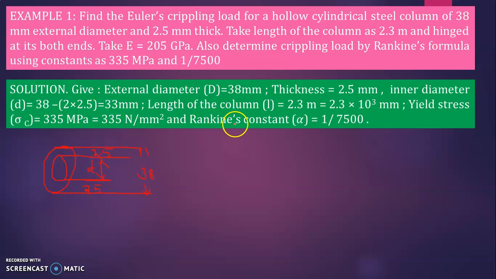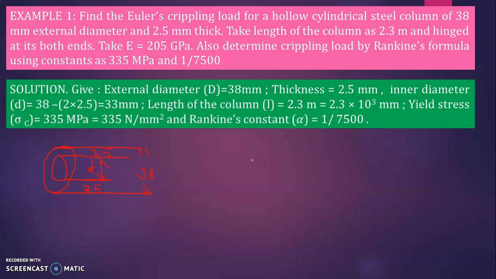Then the length of the column, L, is equal to 2.3 meter. It is given, so convert into millimeter: 2.3 into 10 raised to 3 mm. Then yield stress sigma c is given as 335 MPa or 335 Newton per millimeter square, and Rankine's constant alpha is equal to 1 divided by 7500.